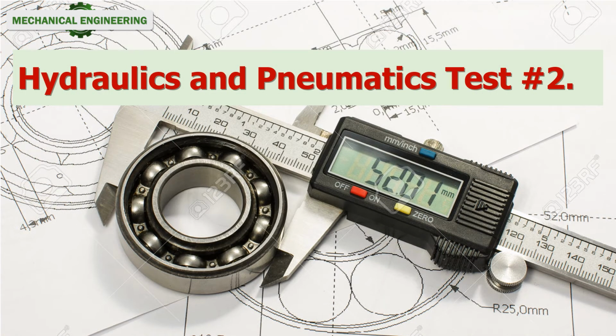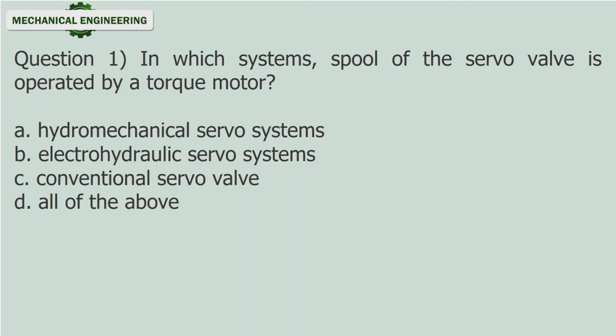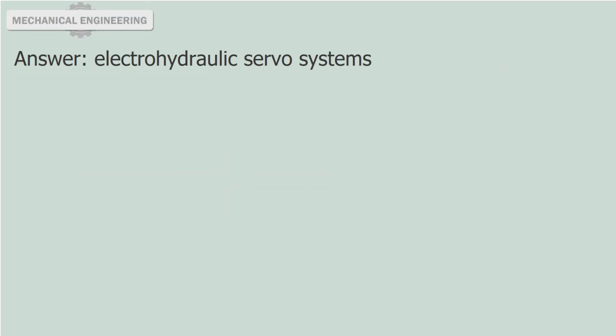Hydraulics and Pneumatics Test number 2. Question 1. In which systems, spool of the servo valve is operated by a torque motor? A. Hydromechanical servo systems. B. Electrohydraulic servo systems. C. Conventional servo valve. D. All of the above. Answer: electrohydraulic servo systems.